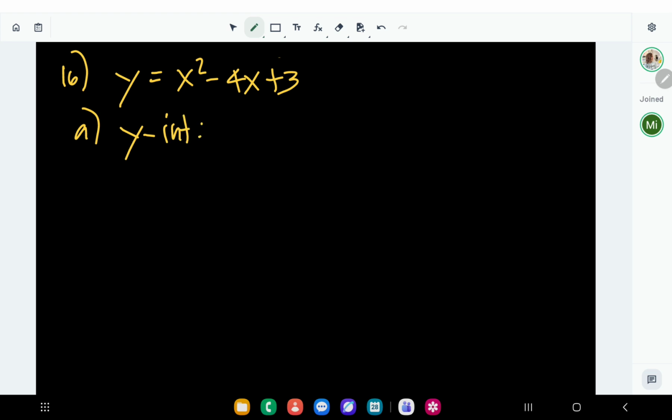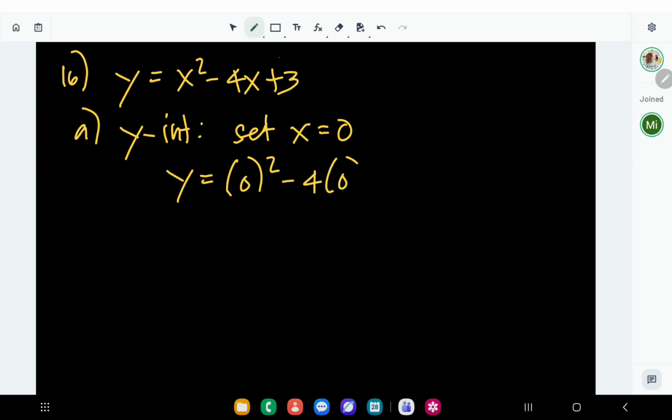The equation of the quadratic function is y equals x squared minus 4x plus 3. Identify the y-intercept. Okay, for the y-intercept, again, you set x equals 0. So what is the value of y here? Now you set x equals 0. So y equals 0 squared minus 4 times 0 plus 3. So y is 3, right? So the y-intercept is 0, 3. Then identify the vertex.